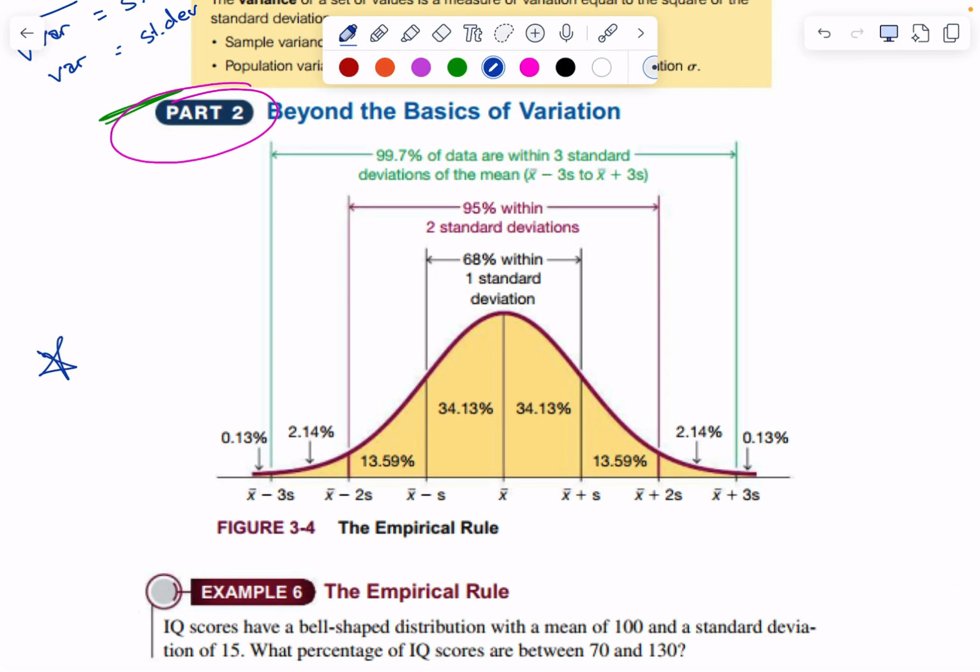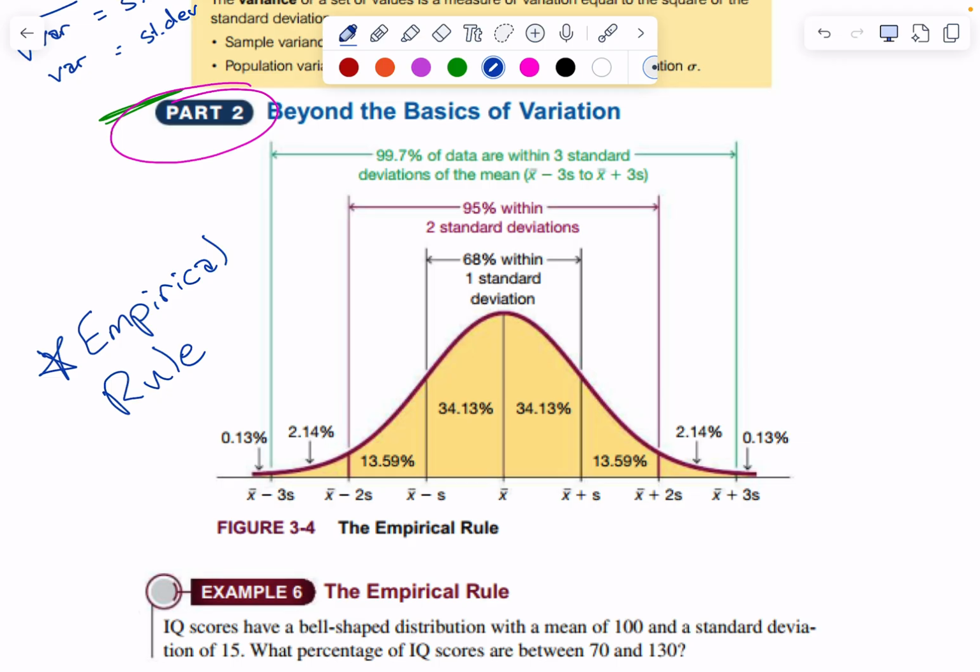Okay, let's go down to part 2, and this is something that you will use a lot. In fact, I will give you a laminated copy of this bell curve. This is called the empirical rule. It's also listed down here, but I'm going to rewrite it. Here's how this empirical rule chart was generated.